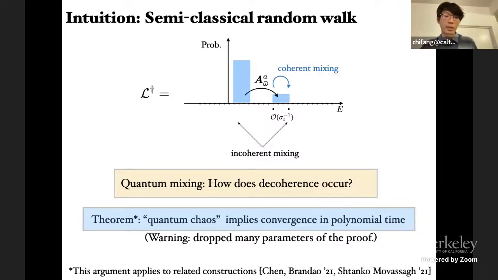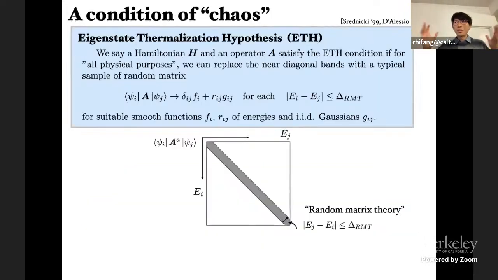There are going to be lots of physics parameters flying around, so I just drop all of them. I just want to get to the intuition. So what is this quantum chaos assumption that seems so powerful? It was proposed 20, 30 years ago by physicists. It's called the Eigenstate Thermalization Hypothesis. It's not quite a hypothesis, more of a condition that describes something about the operator. You take a Hamiltonian and another operator A, and this ETH condition says the following.